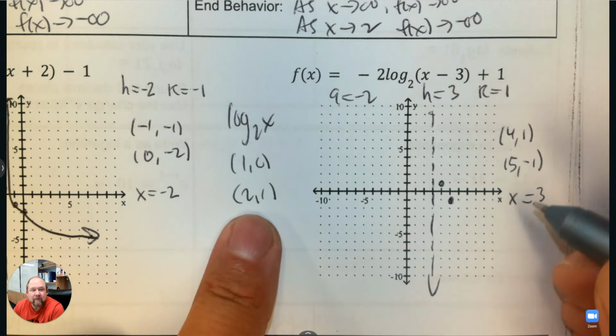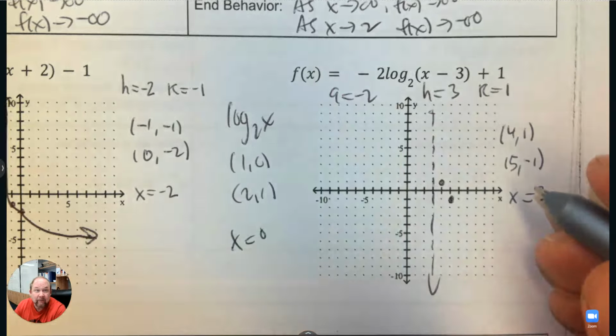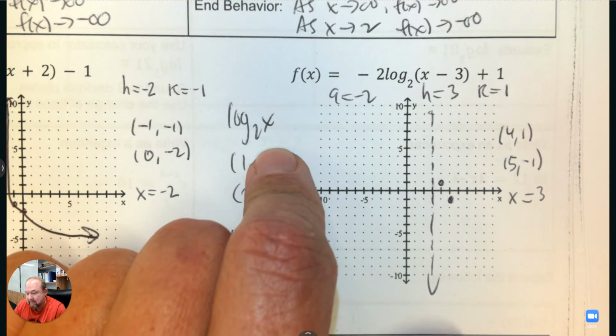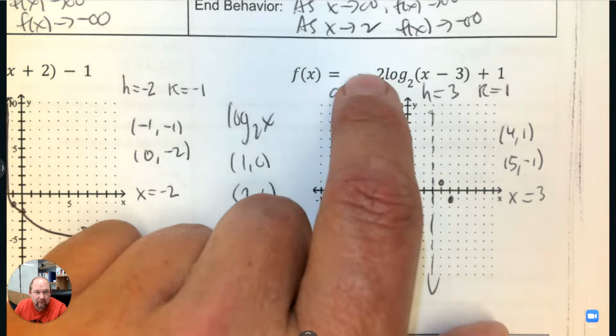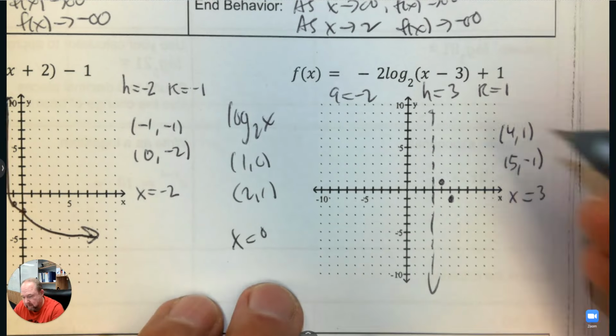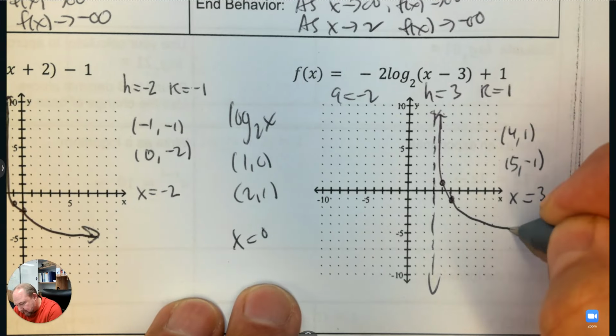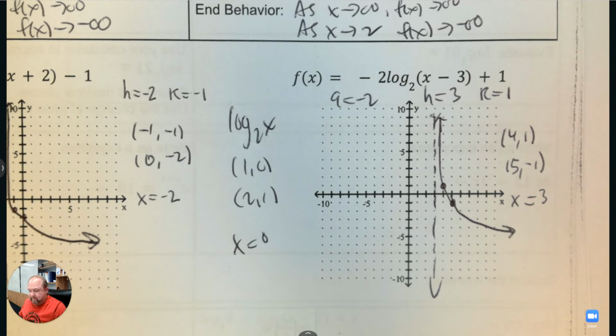So what does the negative do? It reflects. So normally a base of 2 would be going up to the right, but because of the reflection, it doesn't go up, it goes down. So we're going to follow above here. We're going to follow, go through the two points, curve down to the right, and you have it. Oh, domain, range and end behavior. You try it.